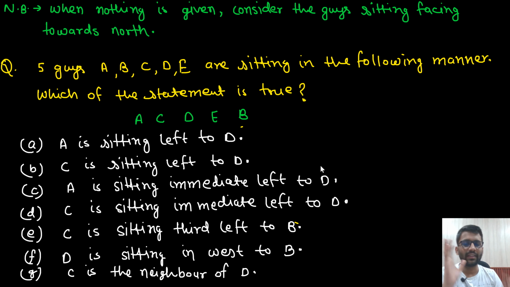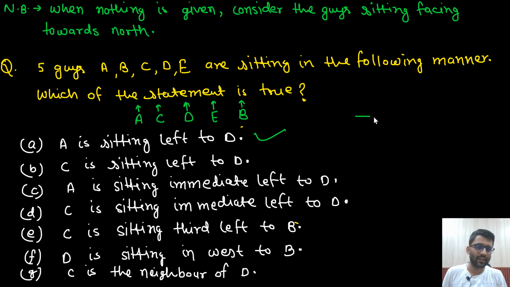We will consider they are facing north, that means they are looking this side. Now what is the first statement? A is sitting left to D. Is this correct? Here the word immediate is not used. If it said A is sitting immediate left to D, no, immediate left to D is C. But they are saying A is sitting left to D. Yes, it is correct. A is in the left of D.